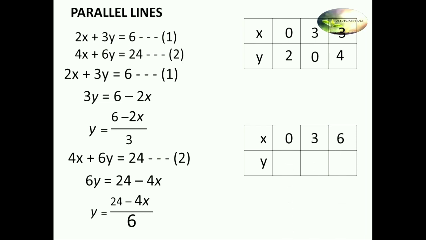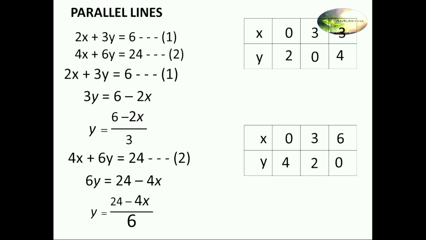If I substitute 0, 24 by 6 is equal to 4. If I substitute 3 for x, minus 4 into 3 is minus 12, 24 minus 12 is 12, 12 by 6 is 2. If I substitute 6, minus 4 into 6 is minus 24, 24 minus 24 is 0, 0 by anything is 0.